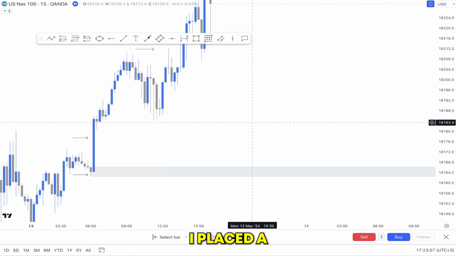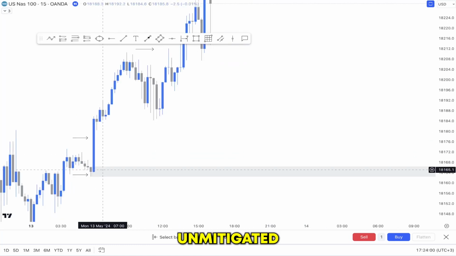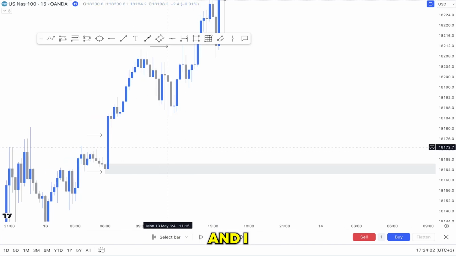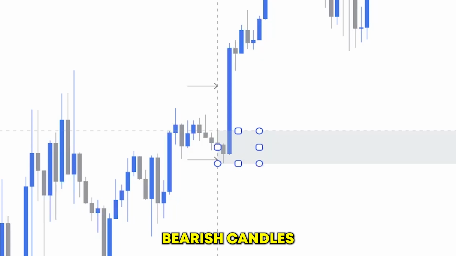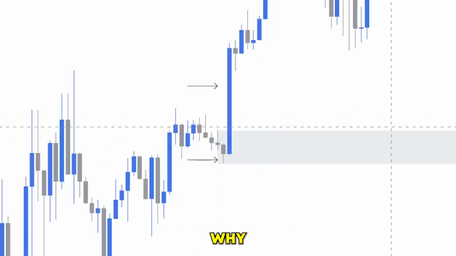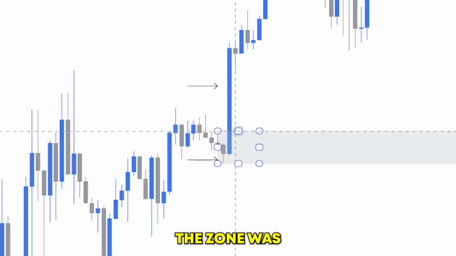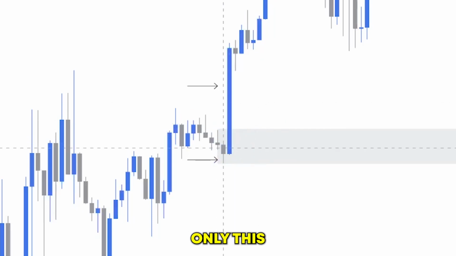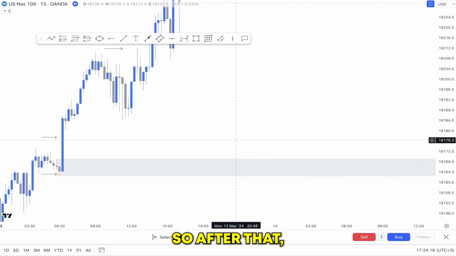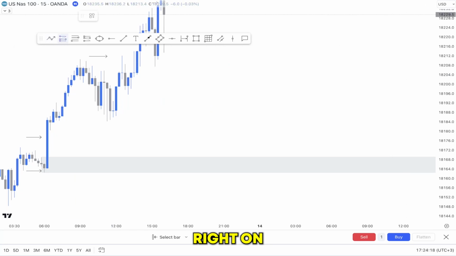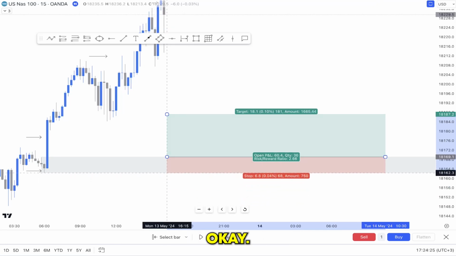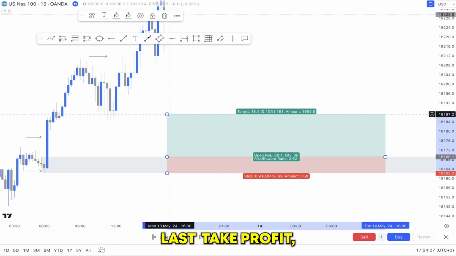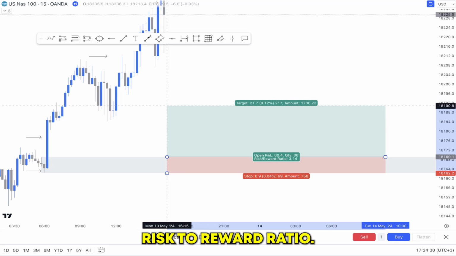After that, I placed a buy limit on top of this unmitigated demand level. And I forgot to mention, I took both of these bearish candles for the demand level. Why? Because the zone was too small if I would have taken only this small candle right here. So after that, I placed a buy limit right on top of it, which was right around here. The stop loss was right below it, okay? And the last take profit was at 1-to-3 risk to reward ratio.